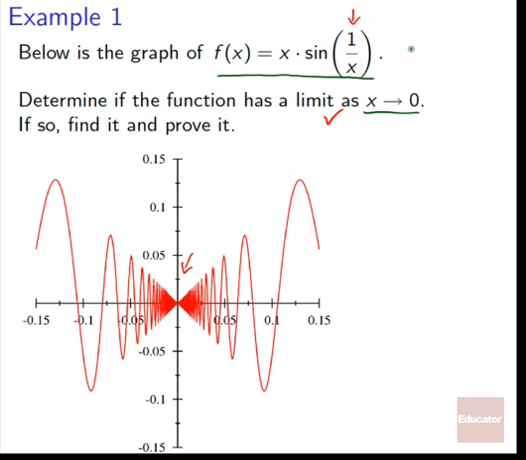However, we notice that we can't simply plug in x equals 0, right? If we did that, we'd have 0 times sine of 1 over 0. We're dividing by 0, so f of 0 does not exist. So we can't simply go down that method.